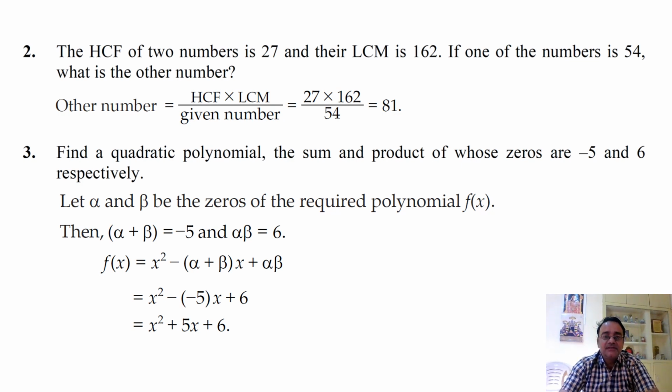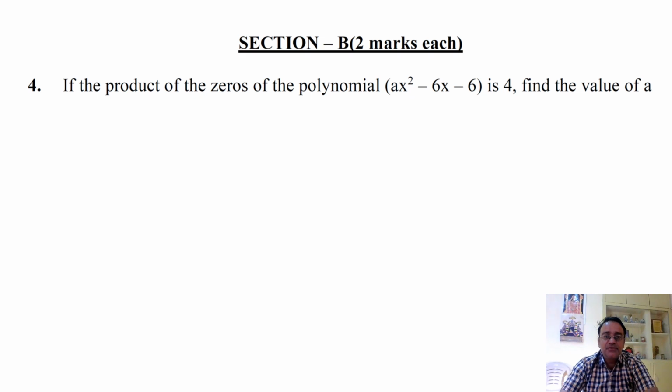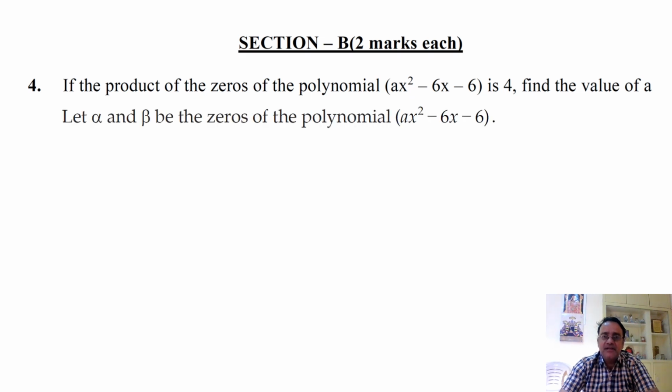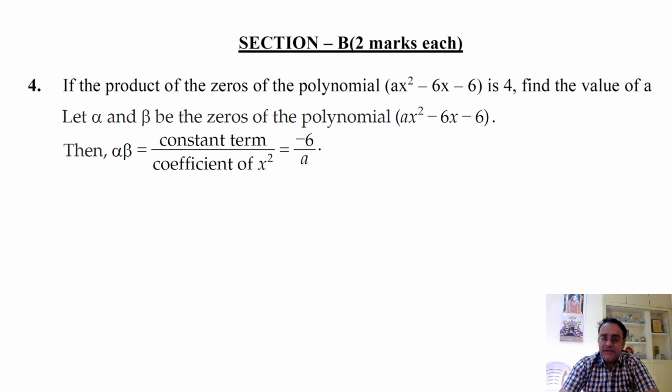So we'll move towards section B. Fourth question. If the product of the zeros of the polynomial ax square minus 6x minus 6 is 4, find the value of a. So here let alpha and beta be the zeros of the polynomial ax square minus 6x minus 6. So alpha beta, the product, is c by a. C is the constant term and a is the coefficient of x square, that is minus 6 by a.